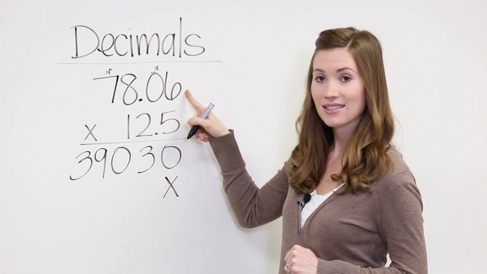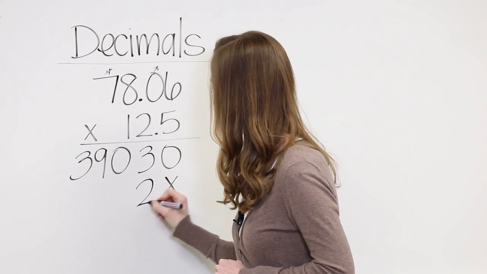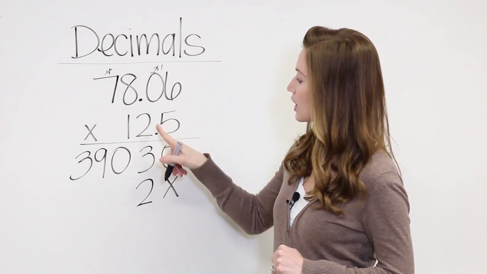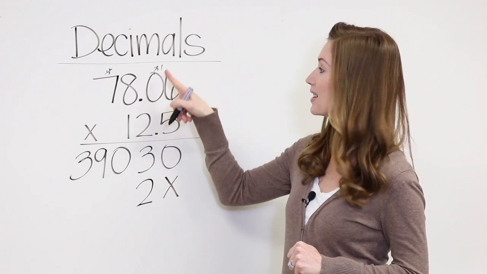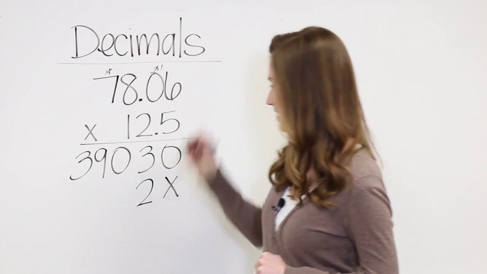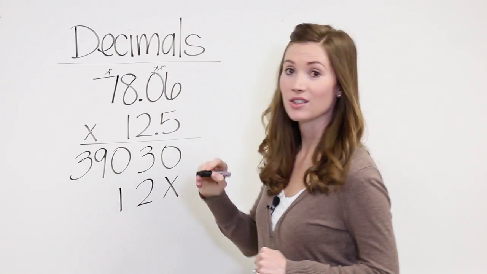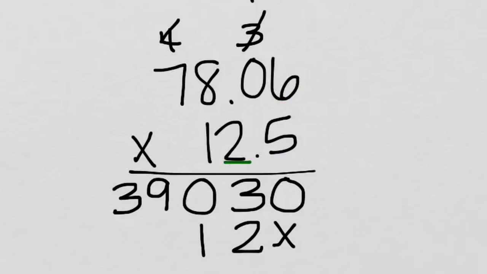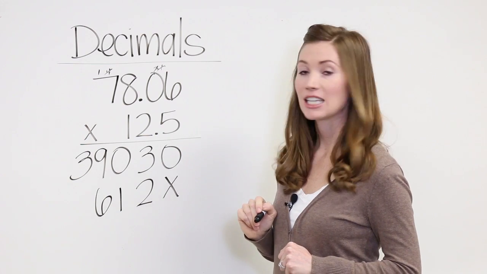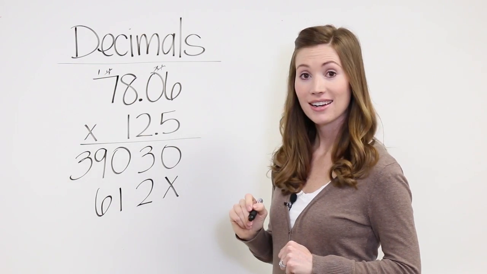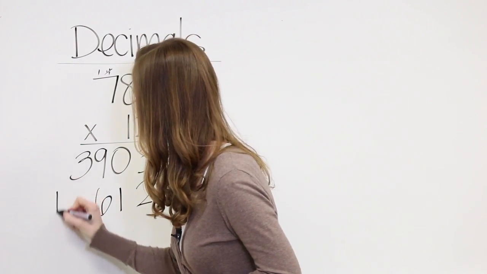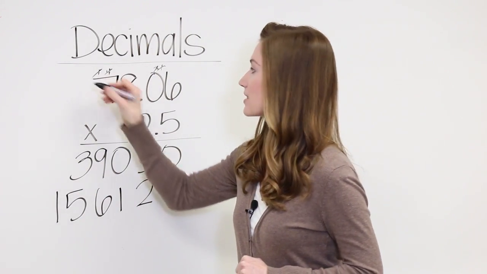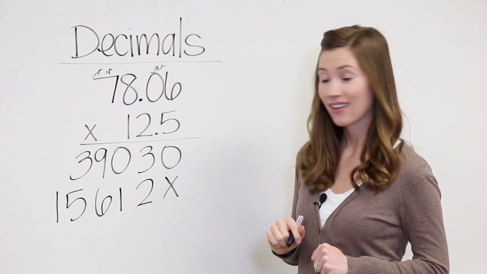2 times 6 is 12. We carry the 1. 2 times 0 is 0. Plus 1 is 1. Cross out the 1 so you know it's already taken care of. 2 times 8 is 16. We write the 6. We carry the 1. 2 times 7 is 14. Plus 1 is 15. And cross out the 1 so you know we're done with it.